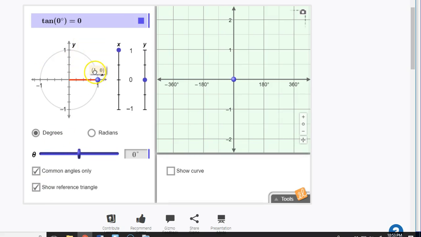The reference triangle is going from a very wide, short triangle where the y is small and the x is big to one where the y is tall and the x is small, up to the point where there's no x at all, and then it's undefined.